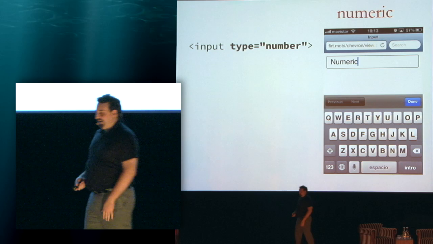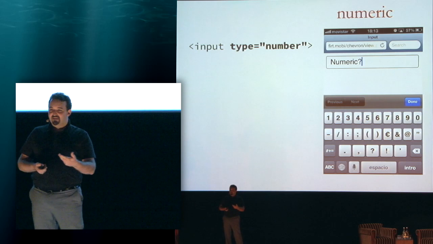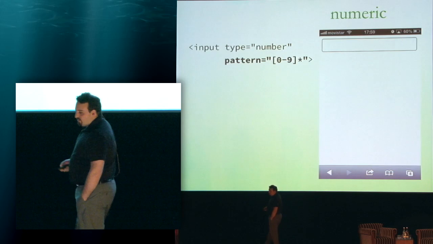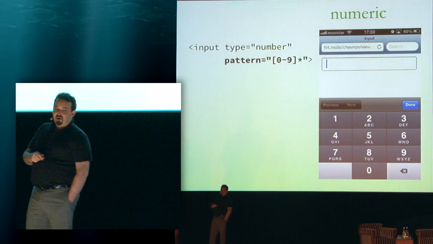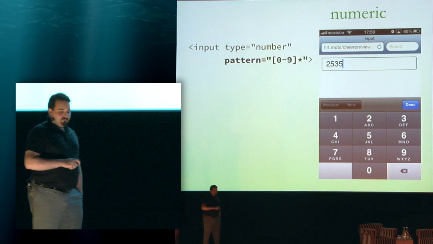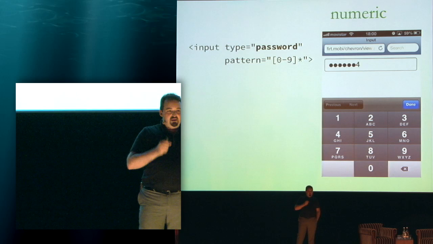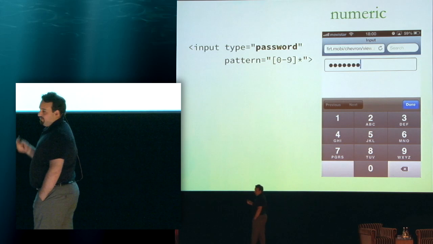Of course, there is another solution, using tel, as in telephone. But that doesn't seem so good, using input type tel, because I just want a PIN for a bank account, for example. So the hack here is to use the same number but with a pattern, with a regular expression. And iOS will show you the nice numeric-only keyboard. And the good news is that we can use this also with password. So for a bank account, for a PIN, I can use password with the pattern, and I will get a numeric keypad on iOS.